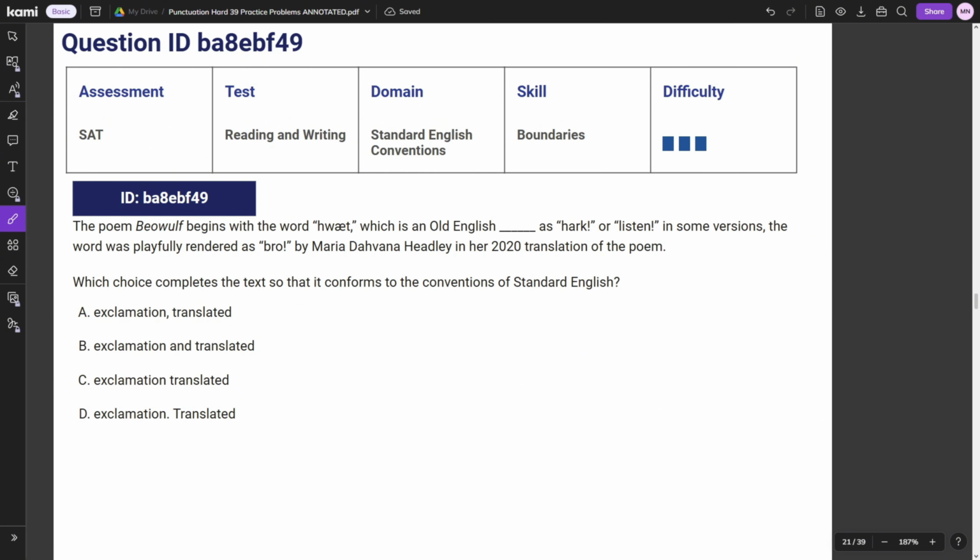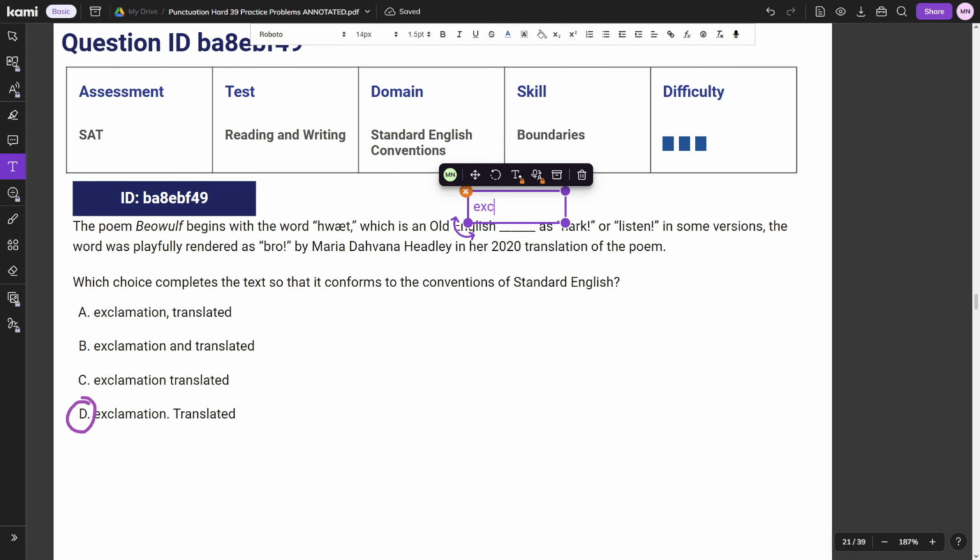Question number 21. Let's look at our answer choices. Once again, whenever you have a colon, semicolon, period, or a comma and a fanboy by itself in all of the answer choices, that's most likely going to be the answer. In this question here, we have one answer choice that has a period. So most likely, D is going to be our answer. But as per usual, let's go ahead and plug it in and check that it would make sense.